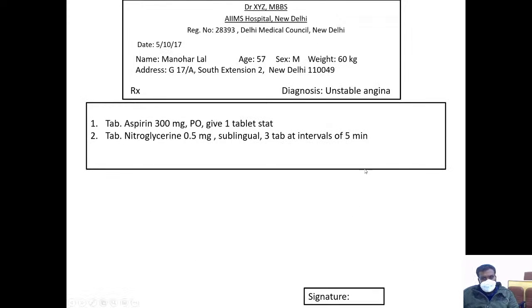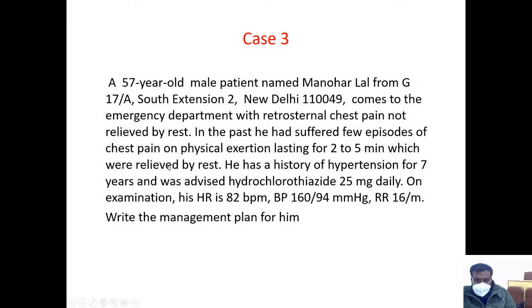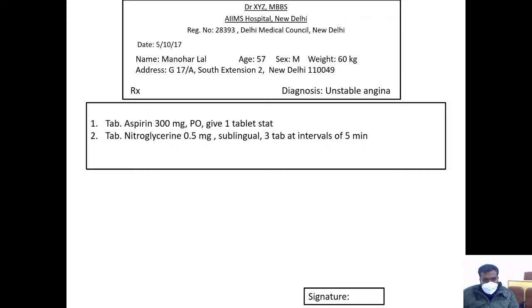So this is the prescription. What is stable angina and unstable angina? Stable angina is when the patient has chest pain and it is relieved after rest. Unstable angina is when the patient has chest pain on exertion, or continuous chest pain which is not relieved by rest. So here the patient presented with unstable angina.